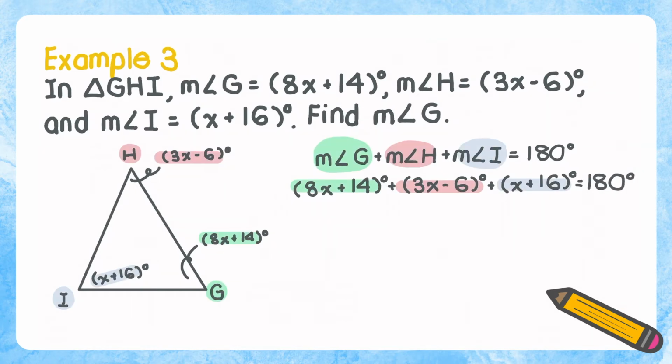And I like to color code just so it's a little bit easier to see. Alright, so I have this equation, and first of all, let's start solving for x. Let's solve for that unknown value, and we're going to do this by combining like terms.